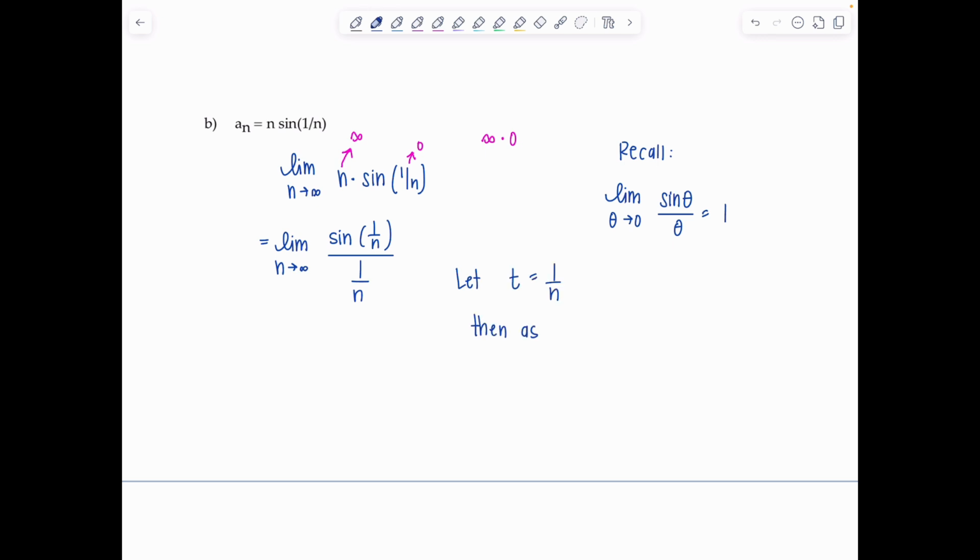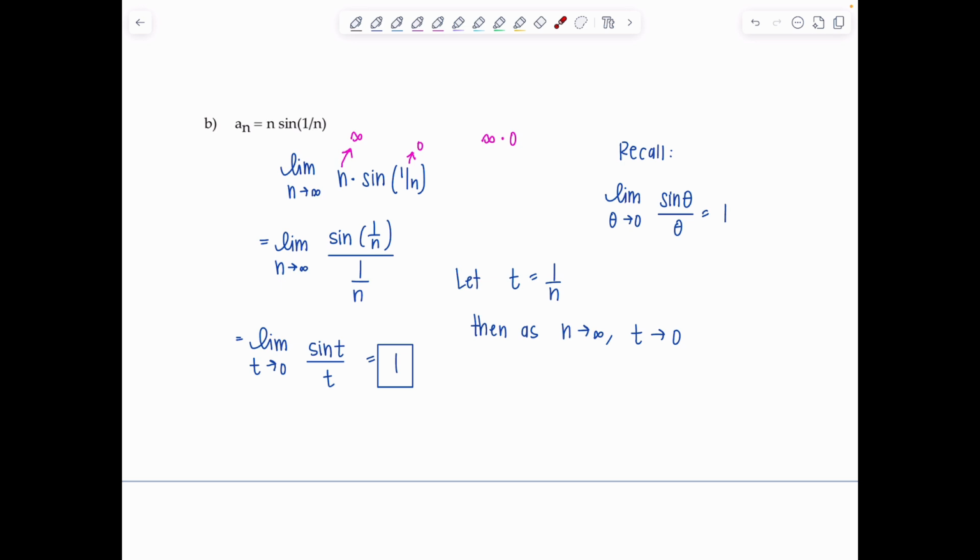Then as n goes to infinity, t is approaching 0. So then we could say this is the same as the limit as t approaches 0 of sine t over t, which is 1. So again, this sequence is convergent, okay? But if you didn't think to rewrite this n as 1 over n in the denominator, you'd basically be stuck.